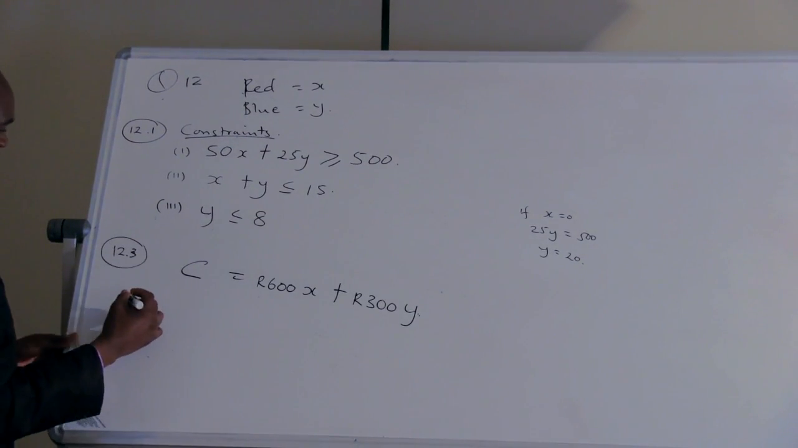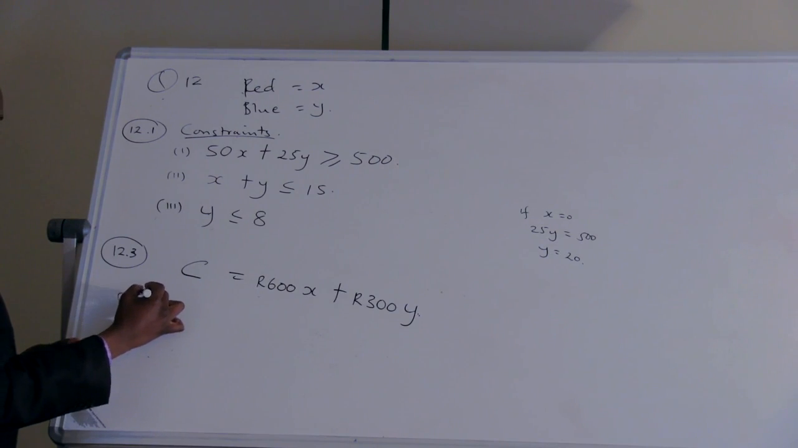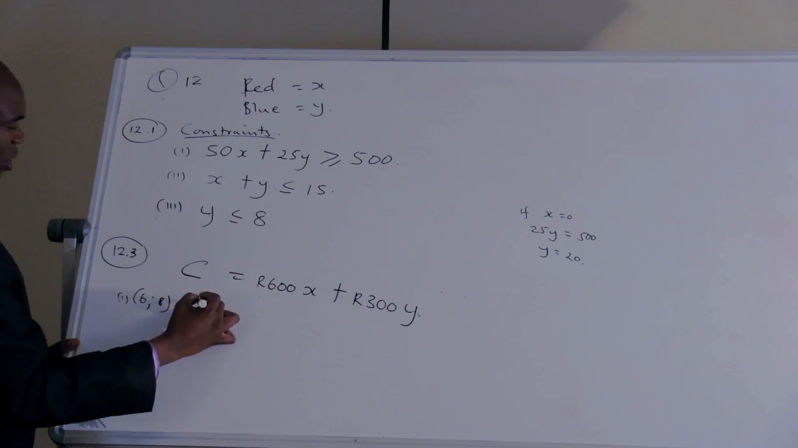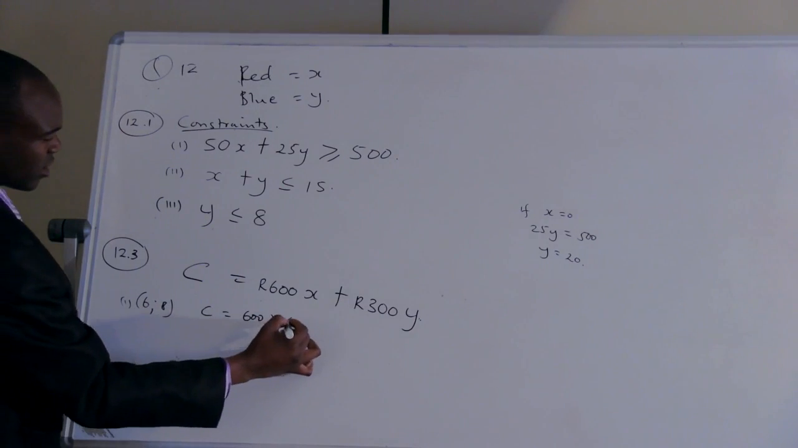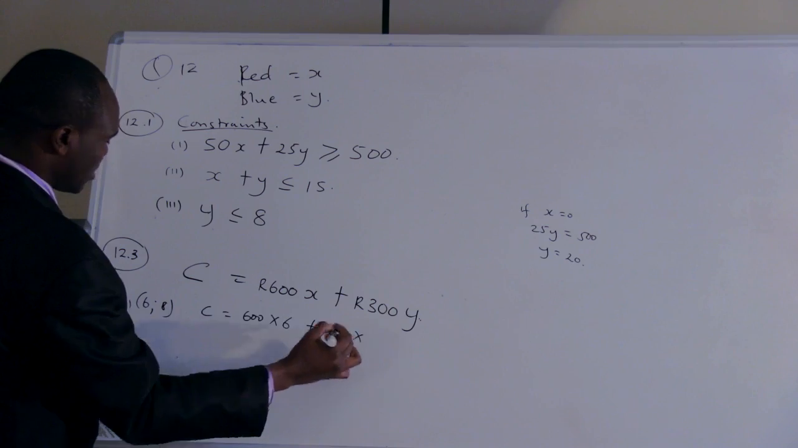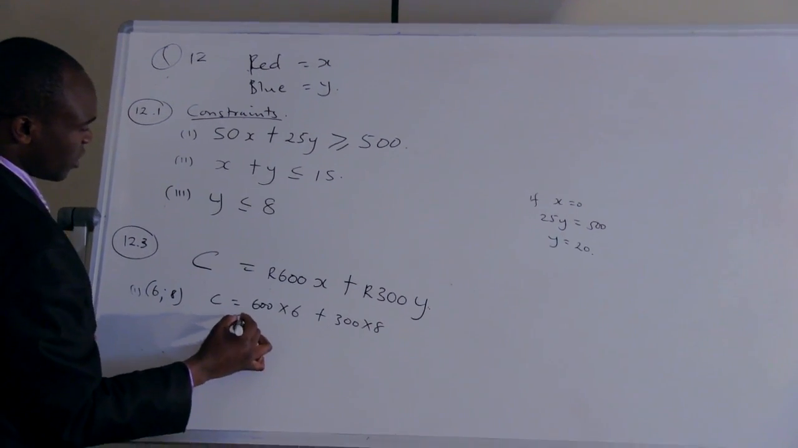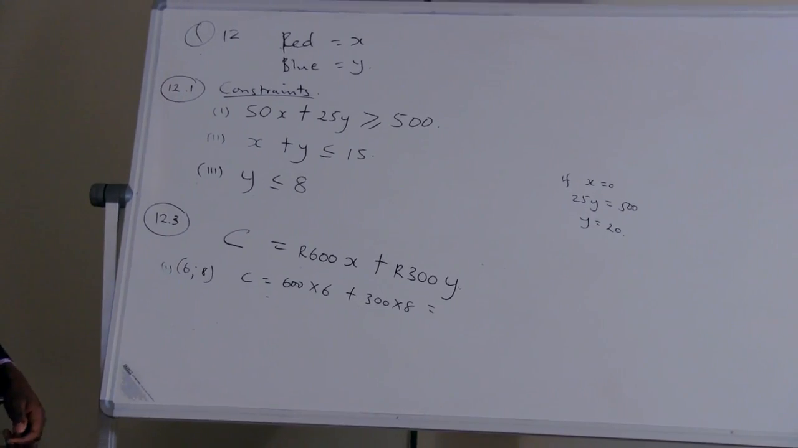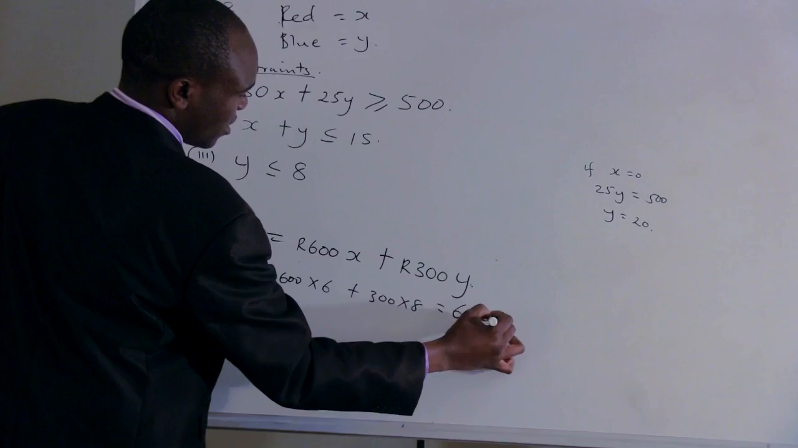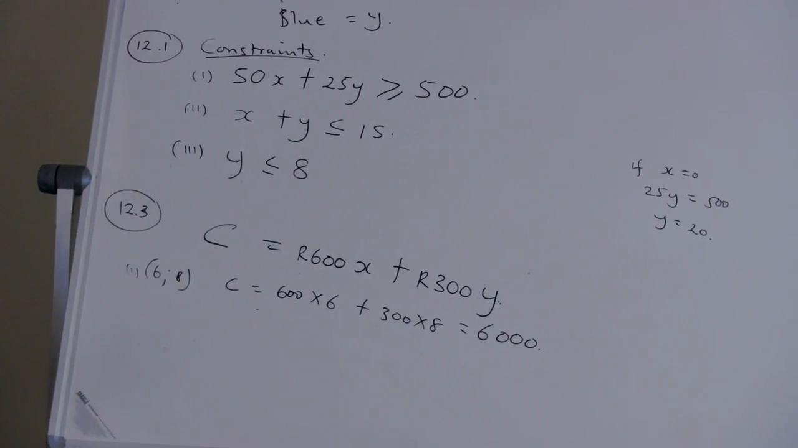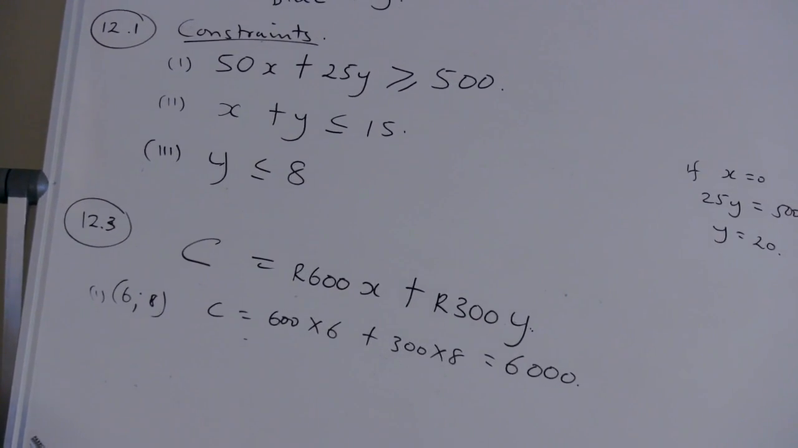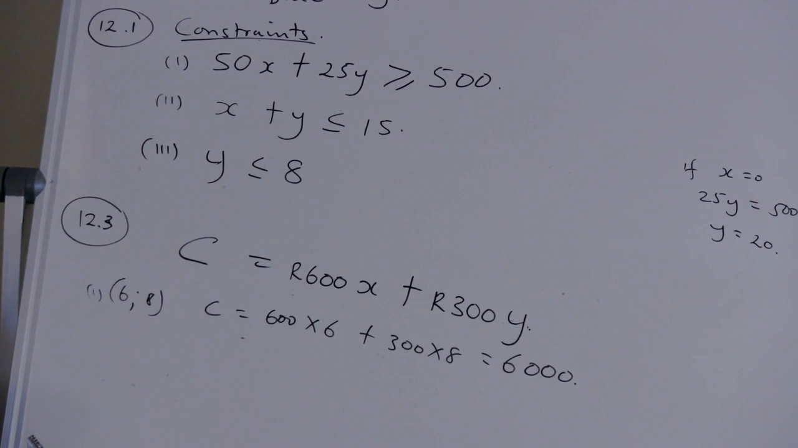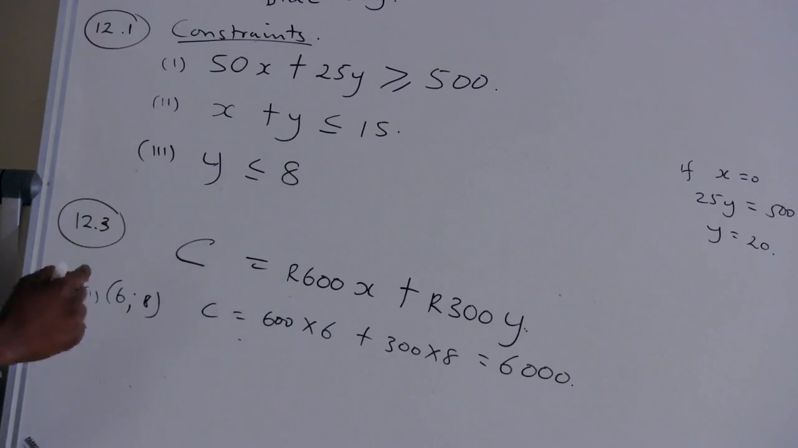Remember the cost of hiring the bus. We have 6, 8, 7, 6. Now let's look at the minimum cost of hiring the bus. Let's look at the first point, 6, 8. So the minimum cost will be 600 times 6 plus 300 times 8. What are we going to have? We are looking at the minimum cost of hiring. What is that? 6,000. Yes, 6,000.